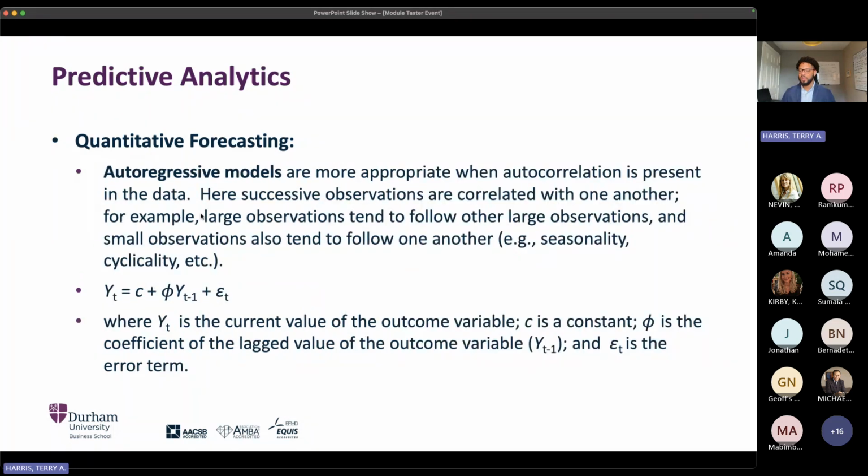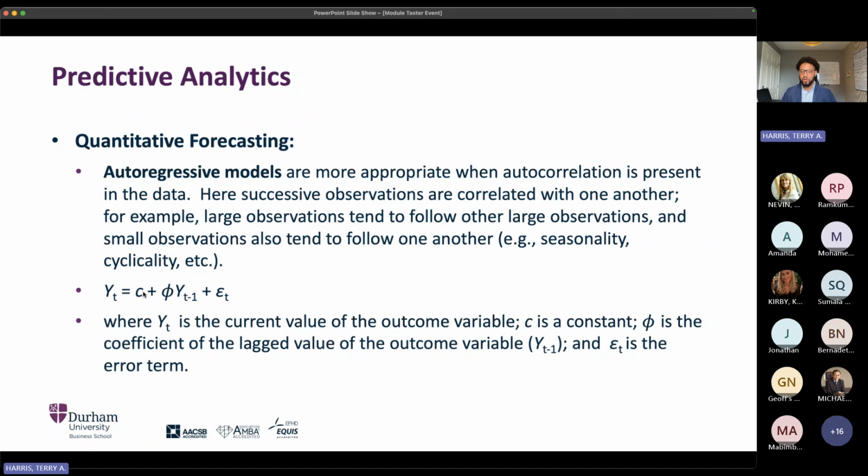We also discuss autoregressive models. Autoregressive models are appropriate in circumstances where we have some degree of cyclicality or seasonality, where there's some persistence in the data. When our data exhibit autocorrelation, so there's some persistence in the data, this is to say that large observations are followed by other large observations, and small observations are followed by smaller observations. When that's the case, we tend to implement autoregressive models, and in our course we discuss autoregressive models. Here the outcome y is the contemporaneous or current value of the outcome that we care about.